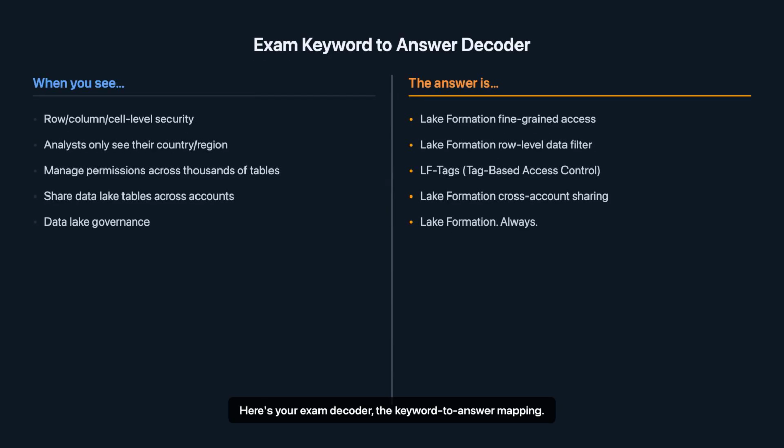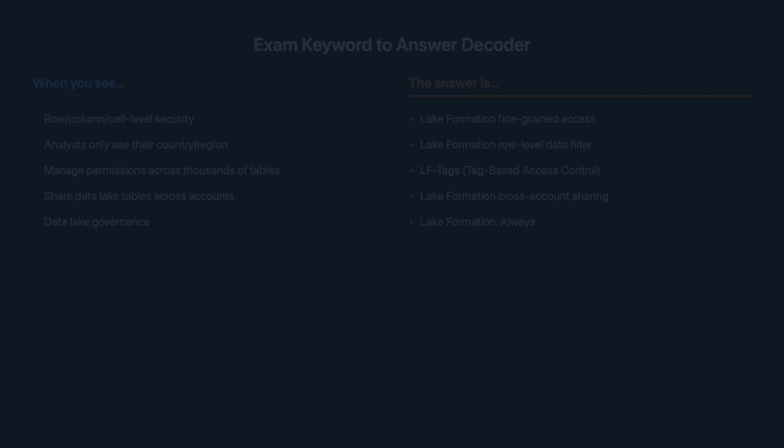Here's your exam decoder, the keyword to answer mapping. Row, column, or cell-level security points to Lake Formation fine-grained access. Analysts only see their country or region points to a Lake Formation row-level data filter. Manage permissions across thousands of tables points to LF tags. Share data lake tables across accounts points to Lake Formation cross-account sharing. And the broadest one, data lake governance, always points to Lake Formation.